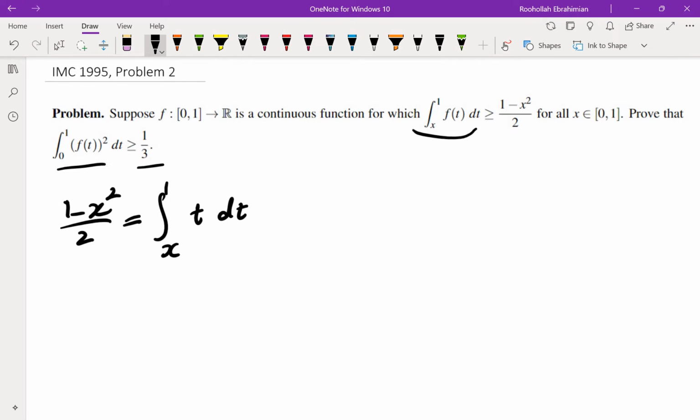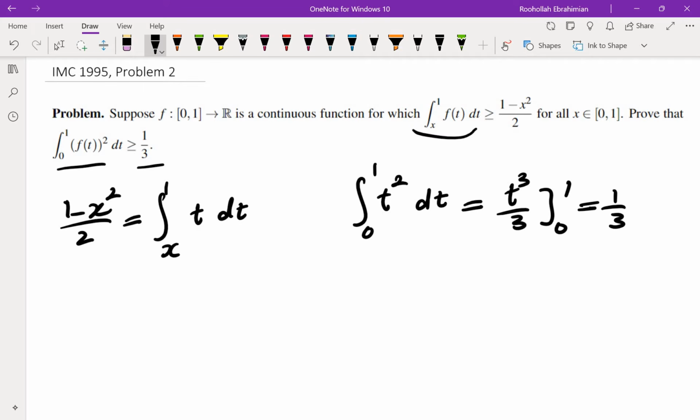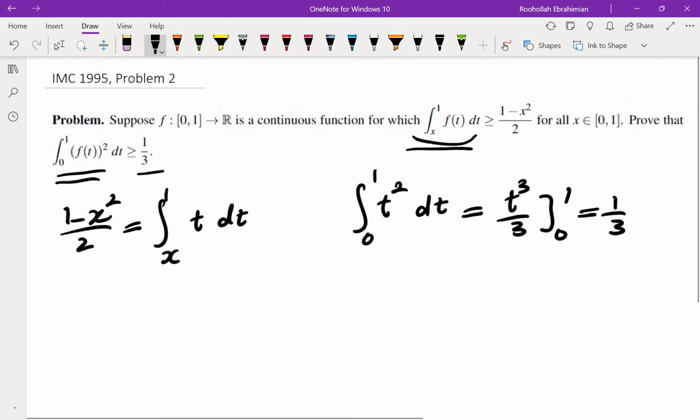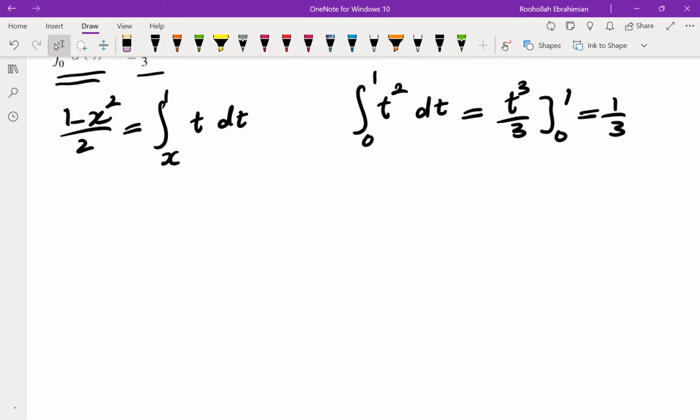If I look at these two sides, one of them is the integral of f squared, the other side is the integral of t squared. If you take the integral of t squared from 0 to 1, you get t cubed over 3 from 0 to 1, which is exactly 1/3. So I thought maybe somehow I can relate integrals of t and f squared. That brought me to an inequality called the Cauchy-Schwarz inequality.